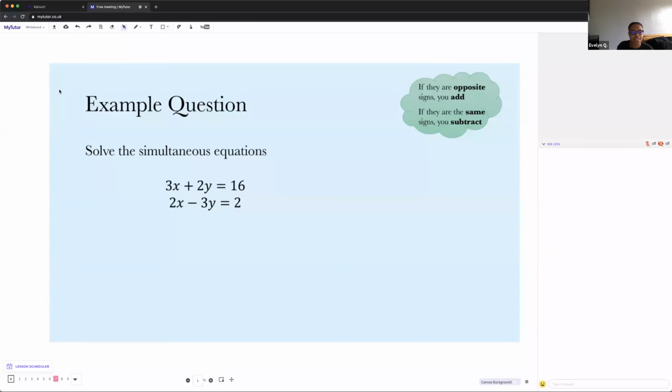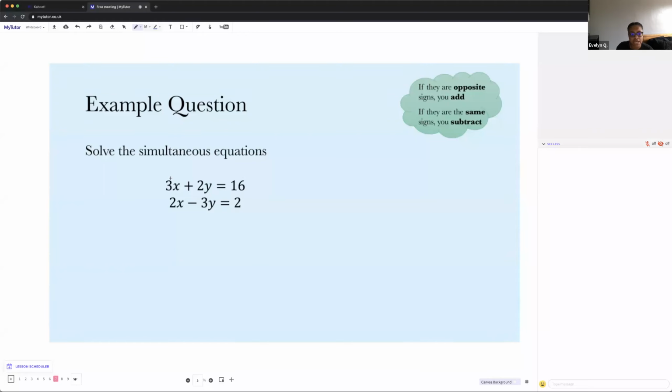So let's have a look at this equation then. So we've got 3x plus 2y equals 16 and 2x minus 3y equals 2. Now, what I'm going to choose to do, I'm going to make the x's the same. So I need to think of a number that both 3 and 2 go into, and the first number I can think of is 6.